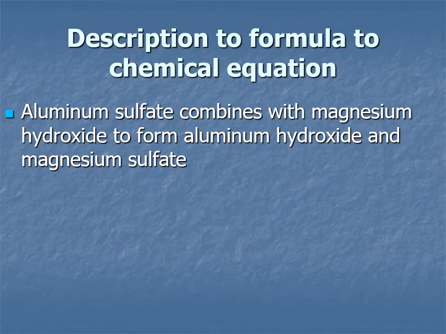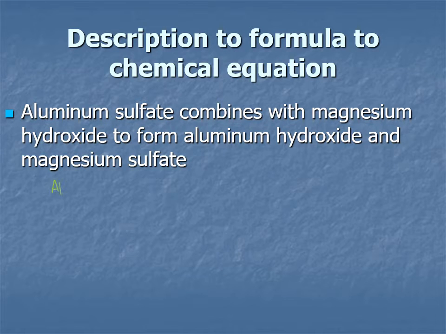Okay, let's take a look at this one. Description to a formula to a chemical equation. So aluminum sulfate is going to combine with magnesium hydroxide to form 2 compounds as products. Well, if I want to go from this description to a word equation, I could, but there's no need to because that's just replacing some symbols. I really would like the formula equation because I want to balance that. So what is aluminum sulfate?